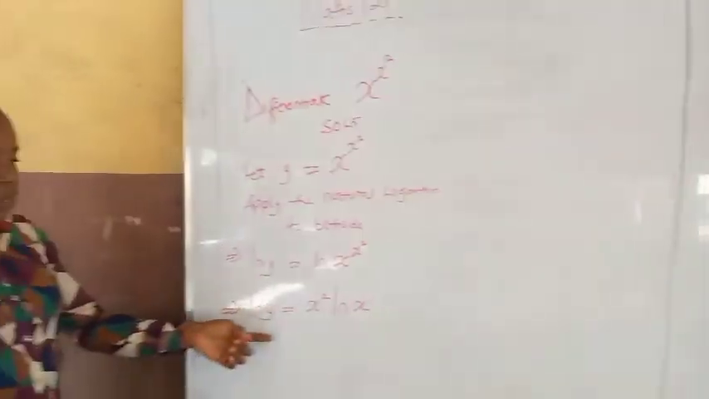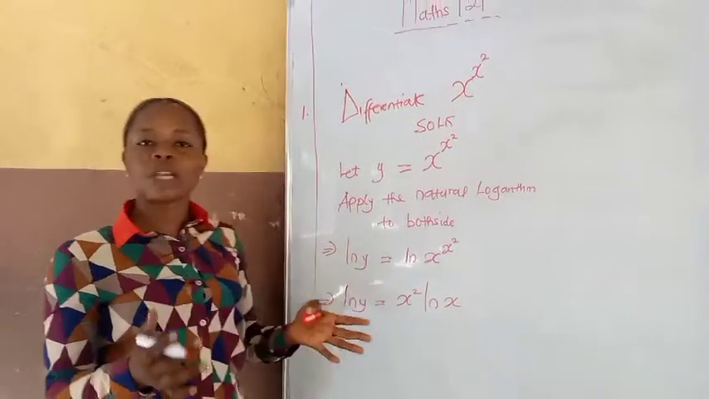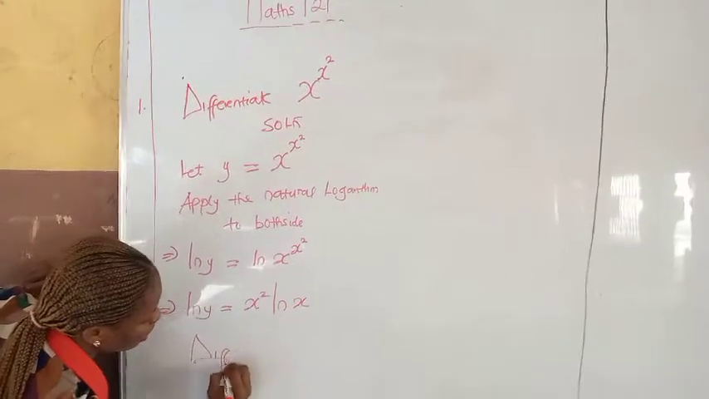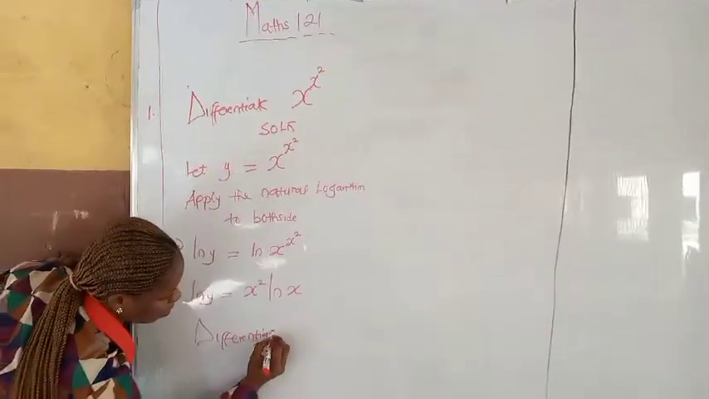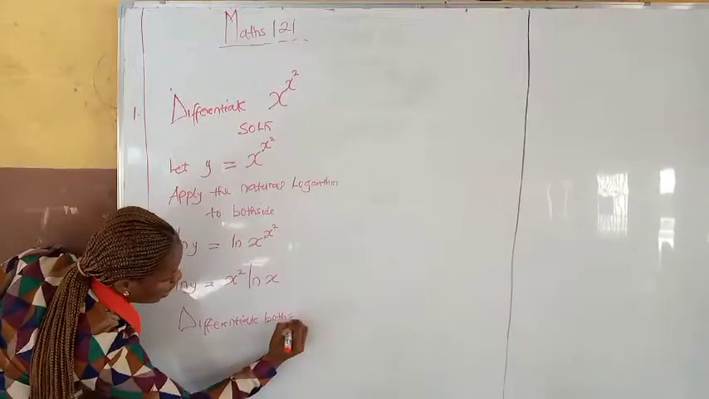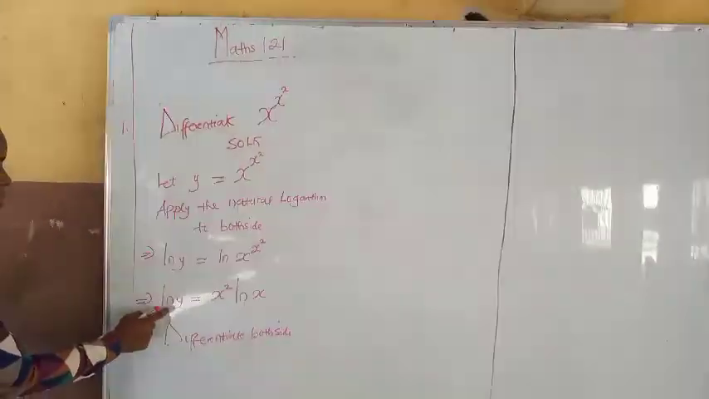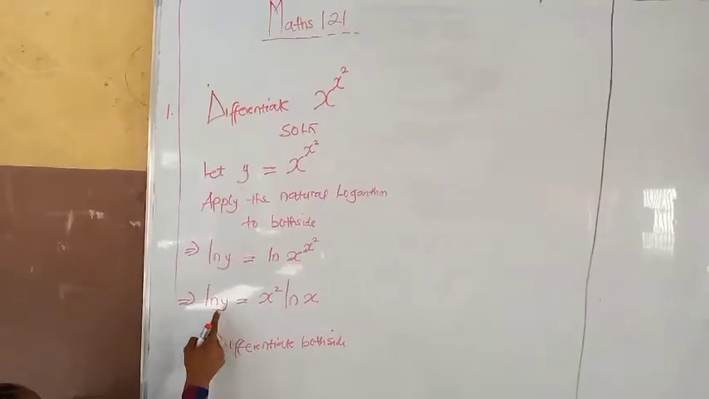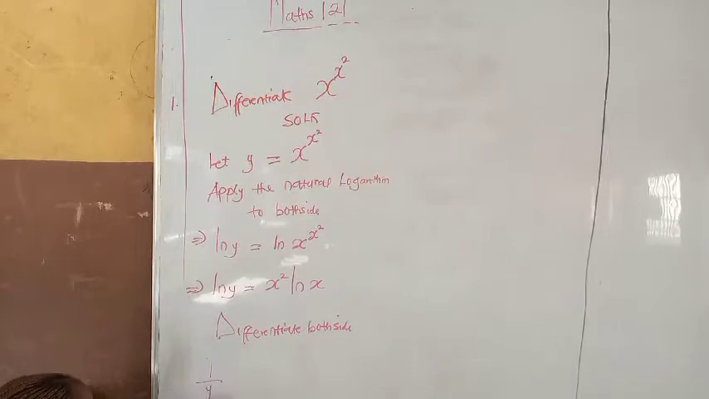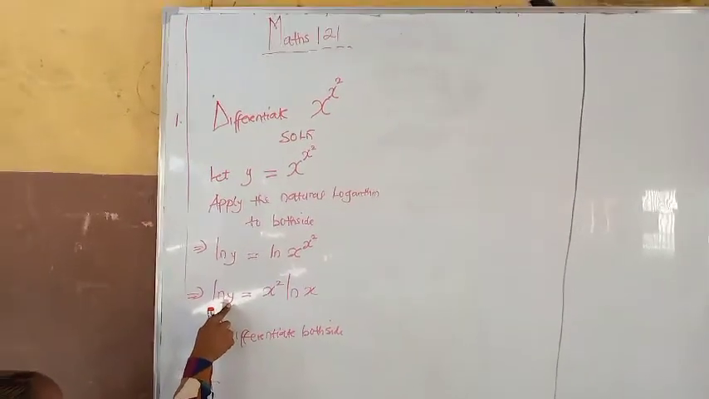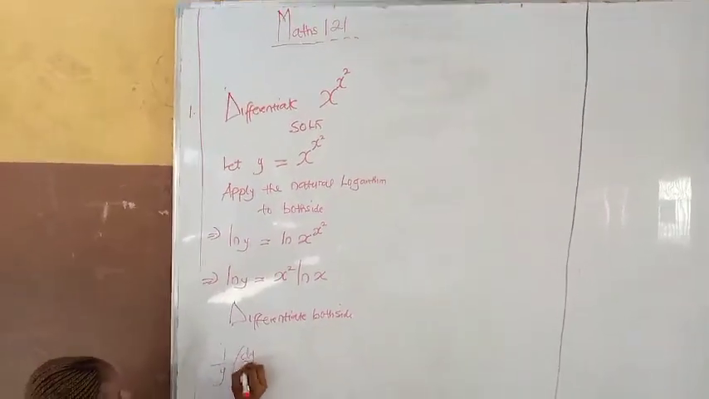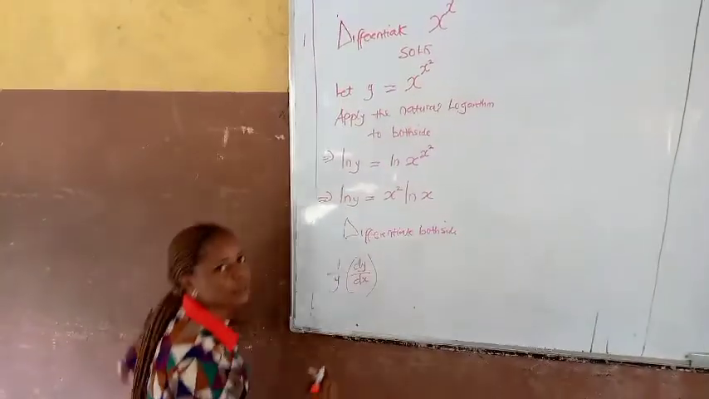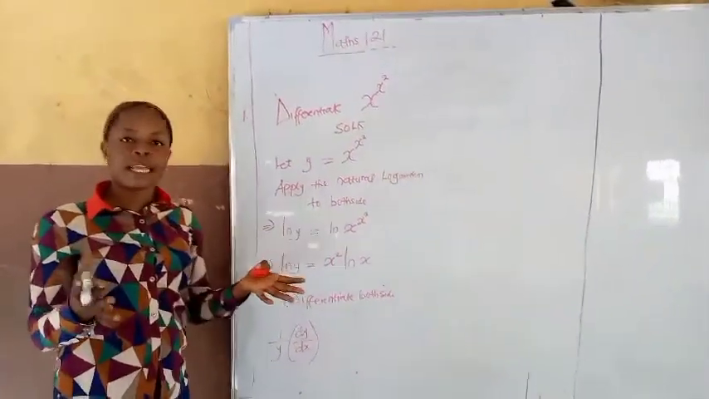Now, if you look at this function, we are asked to differentiate it, so the next thing is to differentiate both sides. If you differentiate ln y, you have 1 over y, but because of the type of variable it is, you rewrite dy/dx. Remember I taught you in the previous video about dependent and independent variables.